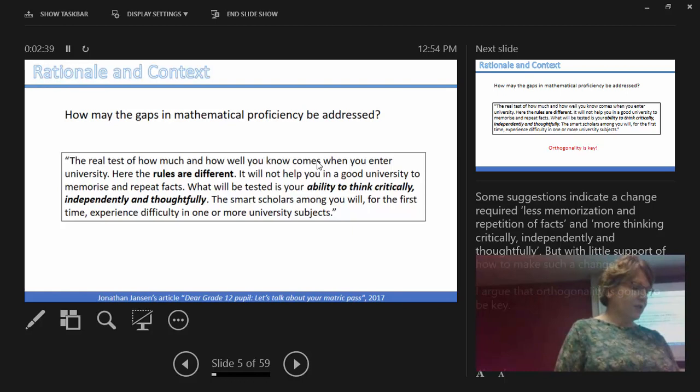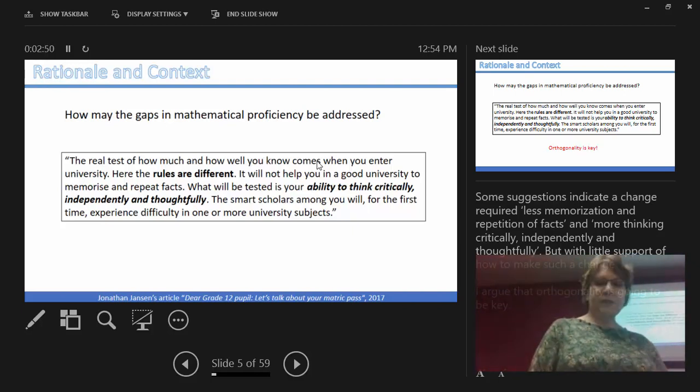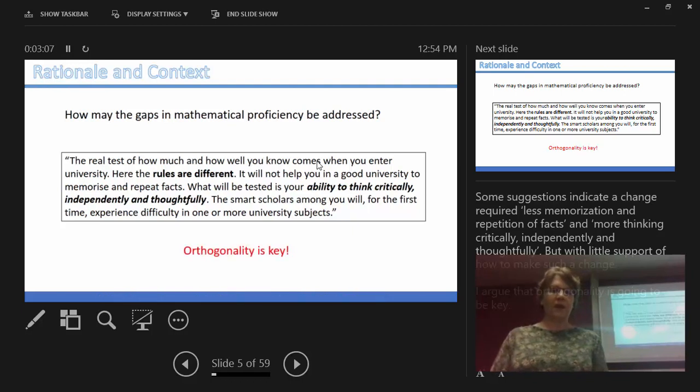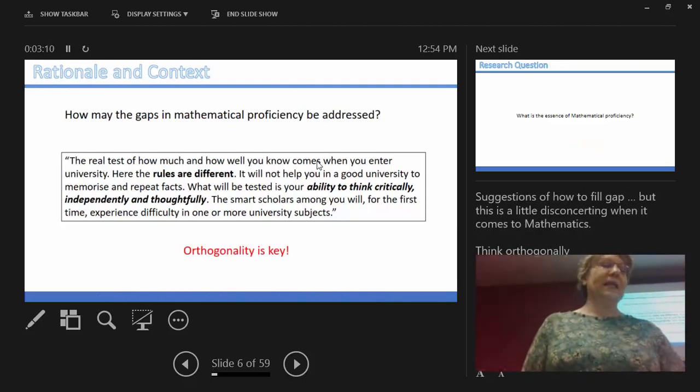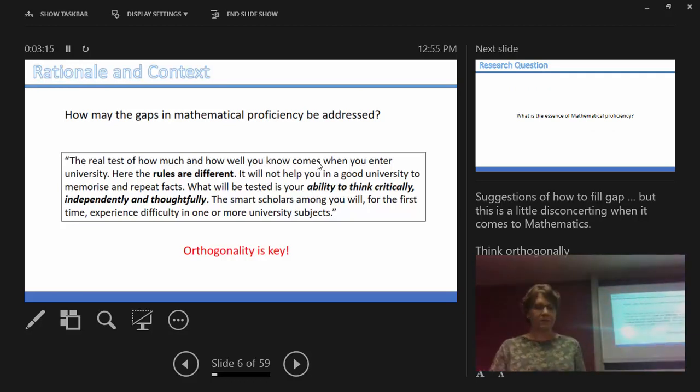There have been some suggestions indicating that such a change to fill this gap would require less memorization, less repetition of facts, and the ability to think critically, independently, and thoughtfully. However, with no framework or no suggestions of how to do this, many of our students are still at a loss and are not really performing when they get to higher education. I'm going to argue that orthogonality is key to bridging this gap today.